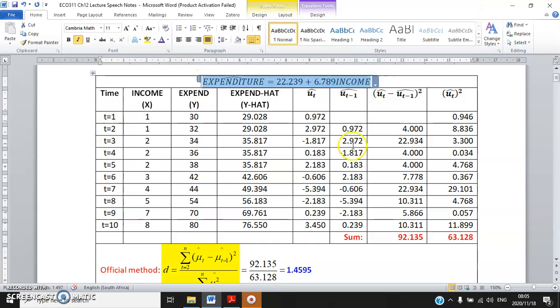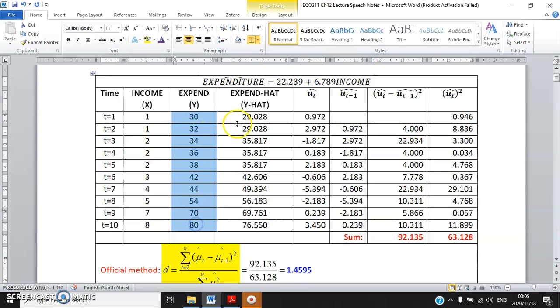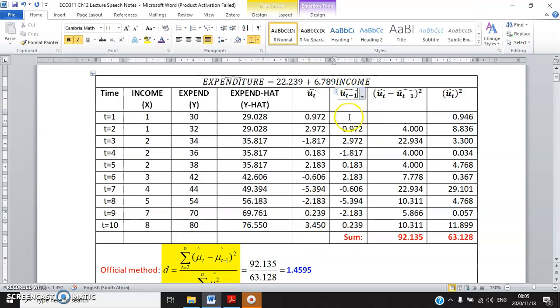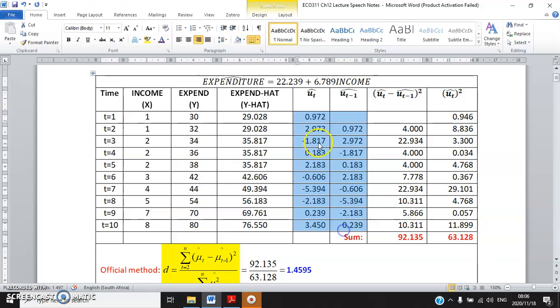Okay, so let's look at this hypothetical example. This is the time series regression, expenditure explained by income, 10 observations, and then the information on X and Y. After I derive the regression parameters, I derive the fitted values Y hat. This is how I derive this column. Then I derive the residuals, which is actual Y minus Y hat. So that explains 30 minus 29 point something, it gives you 0.972. So this is the residual at time t, for each time period. And then this column, residual lagged by one period. So you compare these two columns, I think you can understand this column.